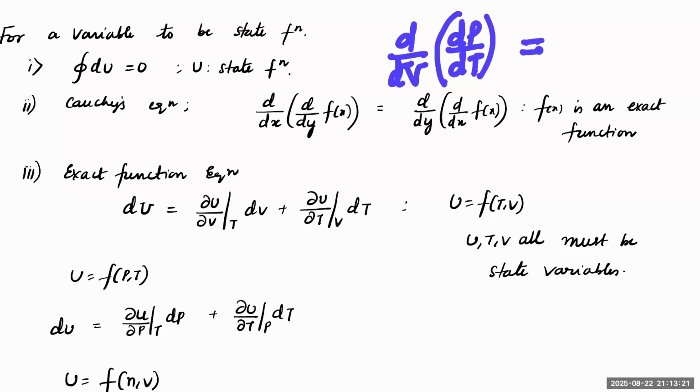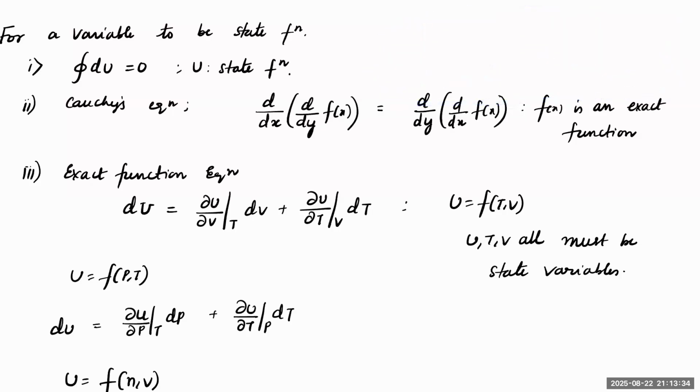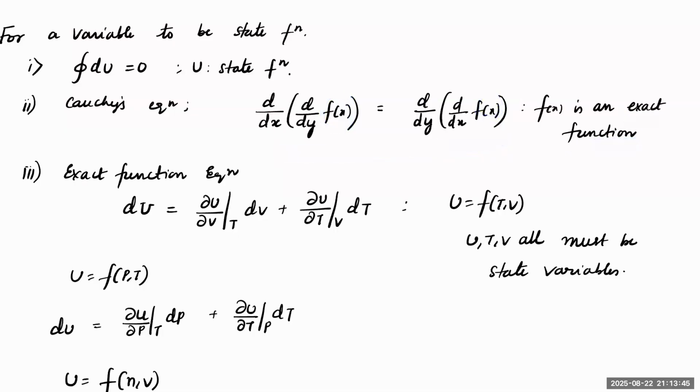As per Cauchy's equation, if this is the same as the first differentiation with volume and then differentiation with temperature, if you are able to write something like this and both are equal, then we say this particular function f(x) is an exact function. In calculus, we call it an exact function. Got it? And an exact function is always a state variable. It only depends upon the initial and final condition. Okay?